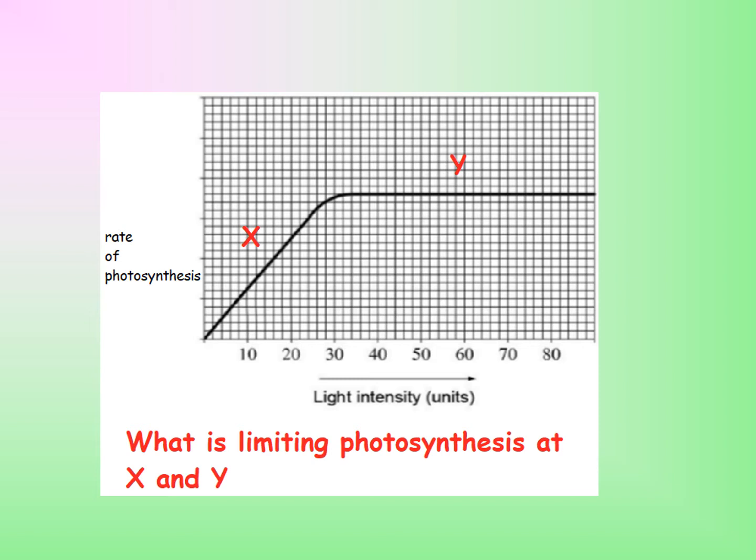So let's go up X, so we look down and we come down to light intensity. So light intensity is X, and Y, we know it's not light intensity, so it could be CO2 concentration or the temperature.